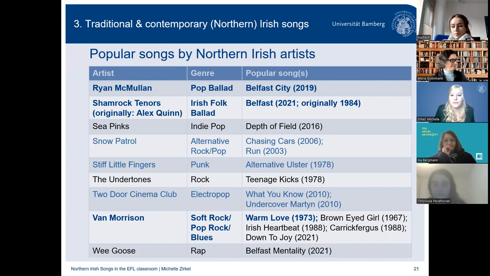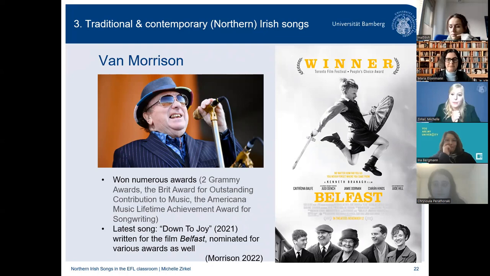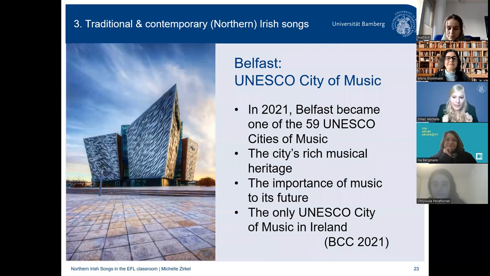Okay, so as I've already told you, one of them who sticks out is Van Morrison, because he has won numerous awards, and his latest song, written for the film Belfast, Down to Joy, was also nominated for various awards. And yeah, if you have not seen the film yet, I can also recommend that to you to find out more about Belfast's history. Right, another fun fact worth mentioning is that in 2021, Belfast became one of the 59 UNESCO Cities of Music, celebrating the city's rich musical heritage and recognizing the importance of music to its future.